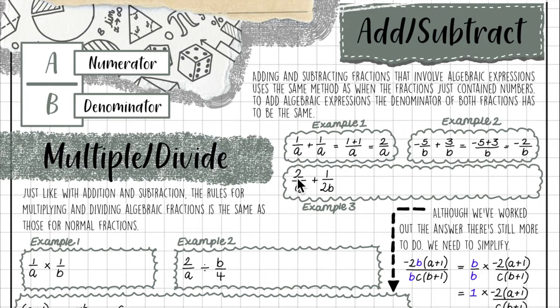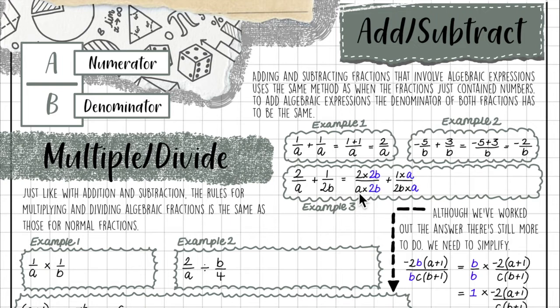So here we have 2 over a plus 1 over 2b. The way to get the denominator the same on these two fractions is to have 2b over here, so we have 2ab, and to have an a over here, so again we have 2ab. So how do we get a 2b over here and an a over there? Well, what we do is for this side we times the bottom by 2b and we times the top by 2b. What you do to the bottom you have to do to the top. And this side, to get 2ab on the bottom here, you have to times the bottom by a and the top by a. What you do to the bottom, you have to do to the top.